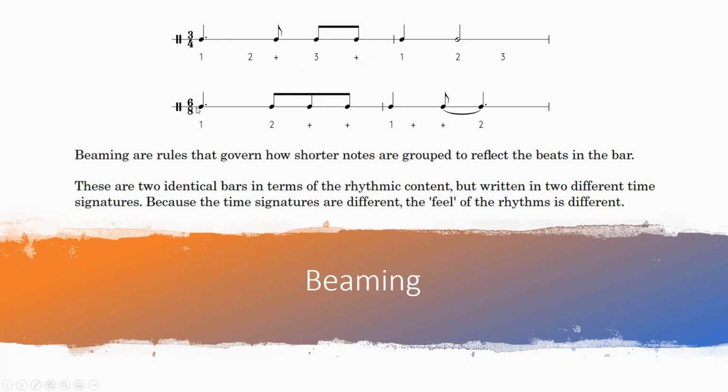Down here you've got a dotted crotchet, 3 quavers, a crotchet, and then, well, a quaver tied to a dotted crotchet, which adds up to a minim. So they're essentially the same rhythms, but I've written them out in 2 different ways. Once in 3/4, which is a simple triple time signature, and once in 6/8, which is compound triple.